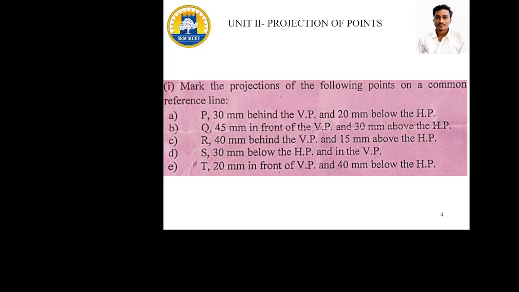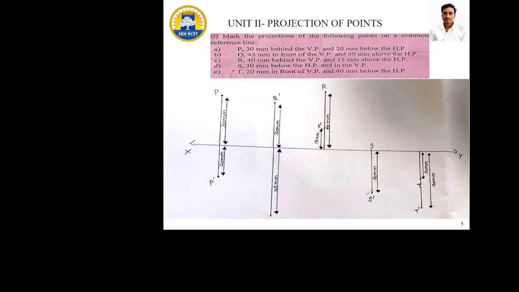Now we discuss the solution. Totally 5 points are there. This is the first one, second one, third one, fourth one, fifth one: A, B, C, D, E. So here 30 mm behind the VP, in the sense coming under the second quadrant, and 20 mm below the HP. So both are connected. It is coming under the third quadrant.